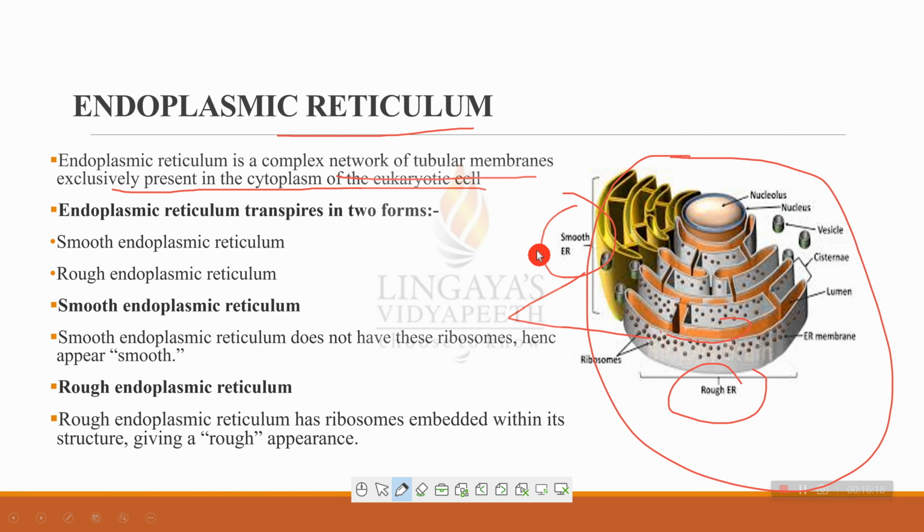The smooth endoplasmic reticulum differs from the rough endoplasmic reticulum in that the smooth endoplasmic reticulum does not have ribosomes. It does not contain ribosomes. Thus, it appears smooth, while the rough endoplasmic reticulum has ribosomes embedded within its structure, which makes it rough.